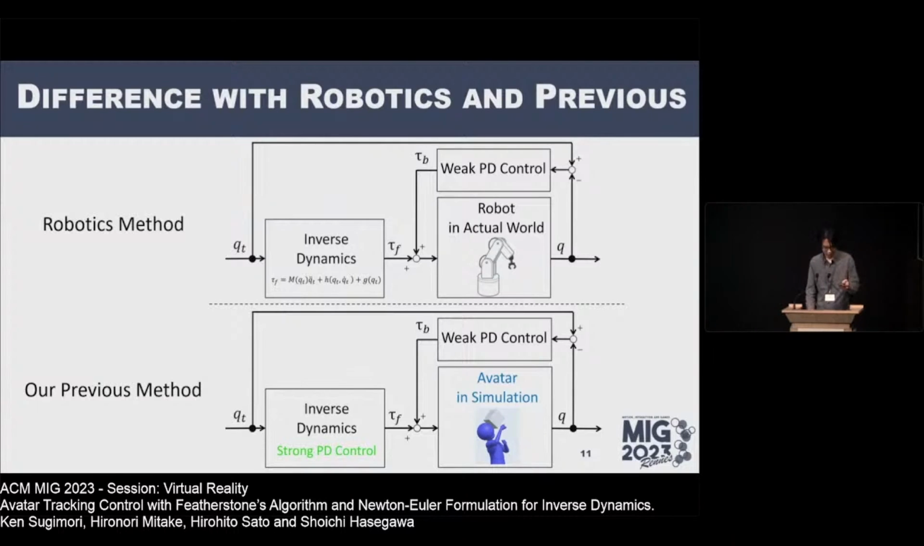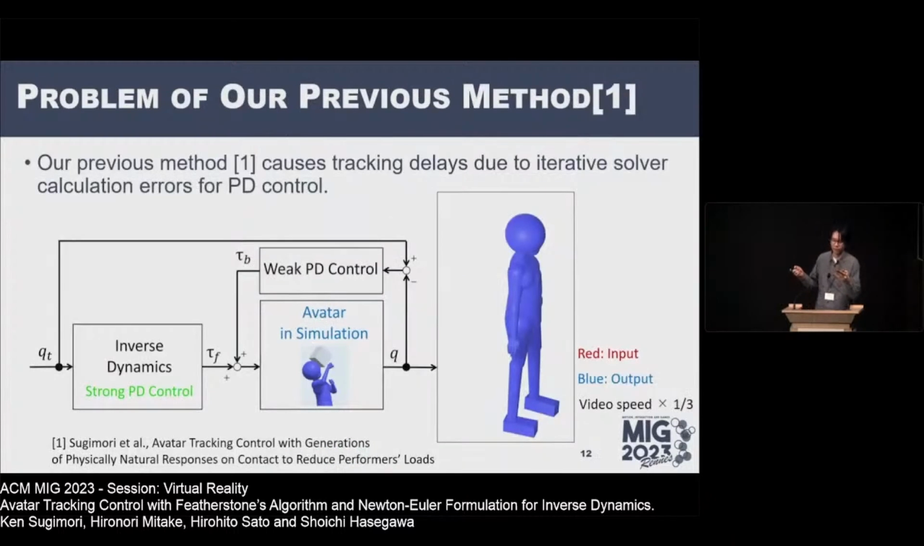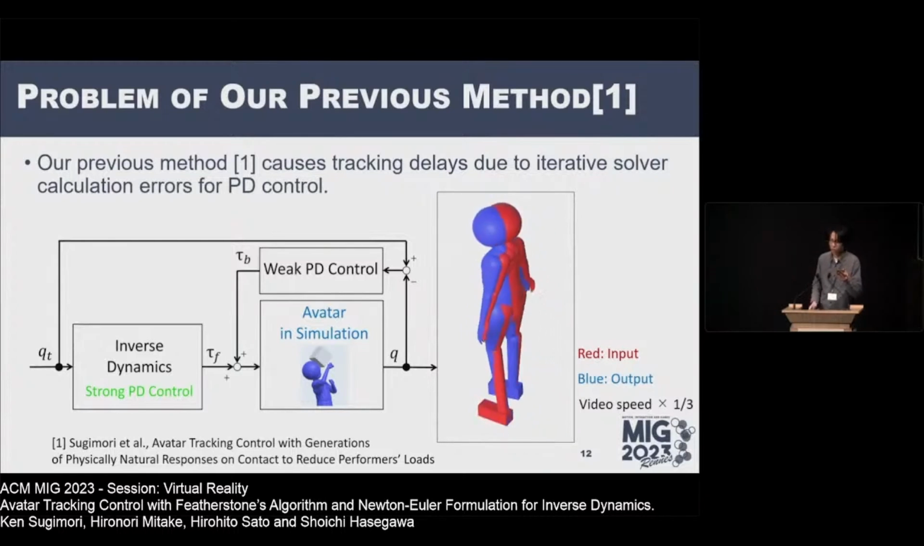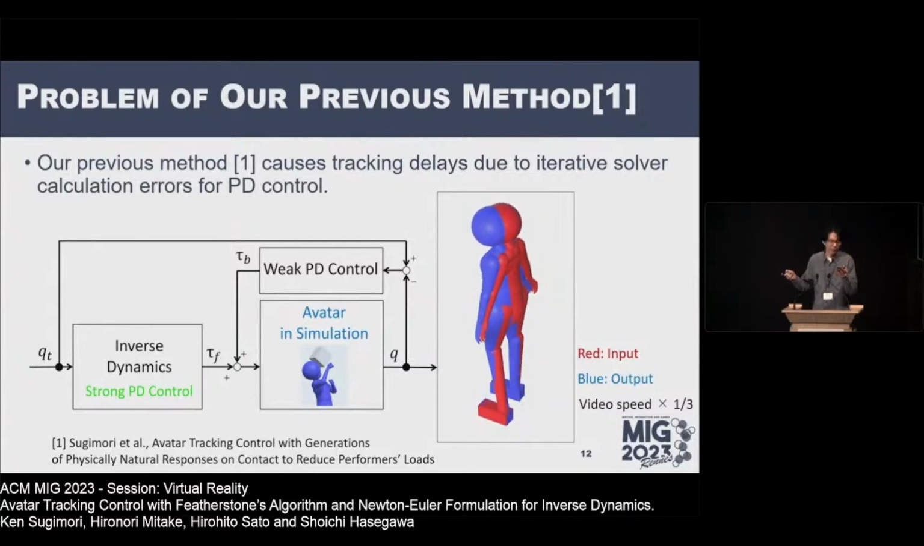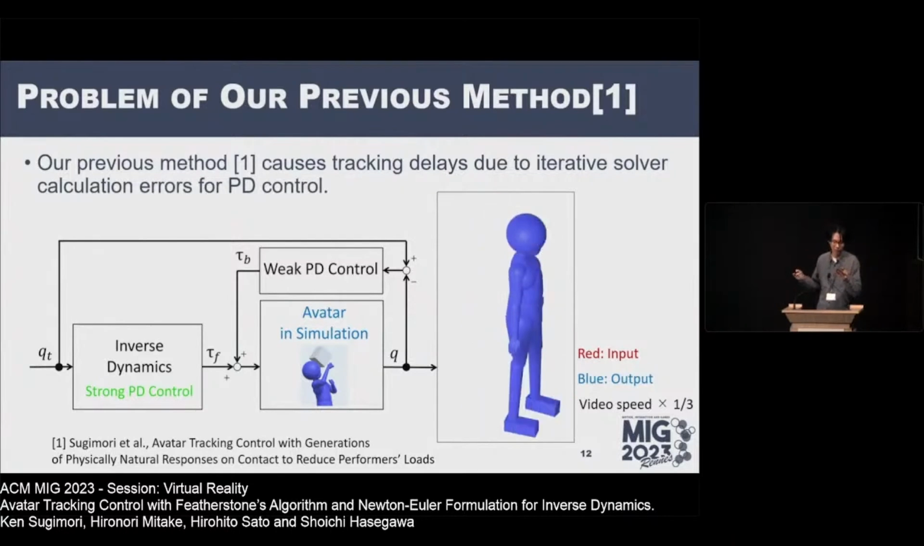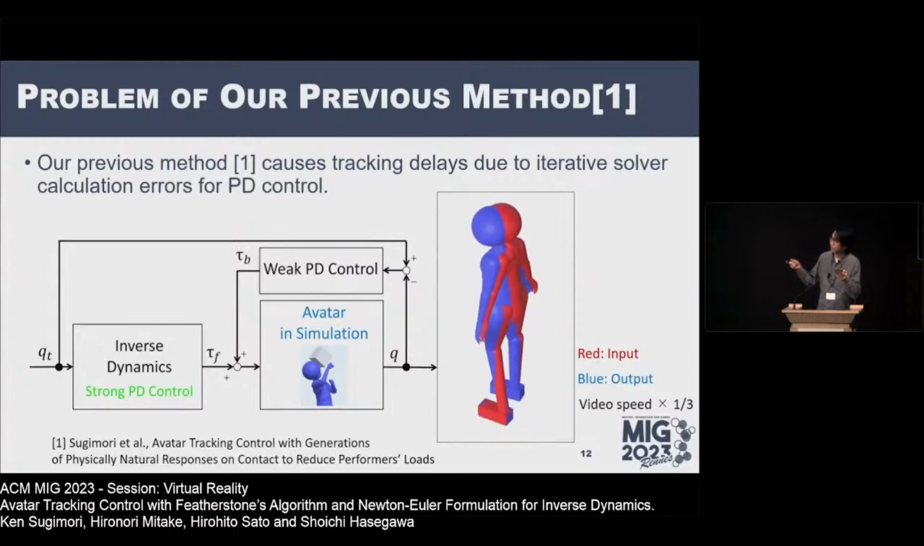However, our previous method has a problem. Our previous method causes tracking delay due to iterative solver calculation error for PD control, like this video. Red is input and blue is output. It is delayed and shaky, like this.